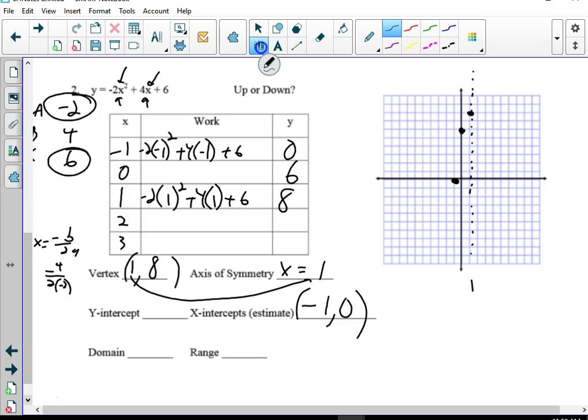Now I'm going to do 2. -2 times 2 squared plus 4 times 2 plus 6. 2 squared is 4. Times -2 is -8. 2 times 4 is 8. So the 8's cancel, right? Yes. Leaving me just a 6. And hey, look at that. Remember that whole symmetry thing? So we're going to have 2, 6.